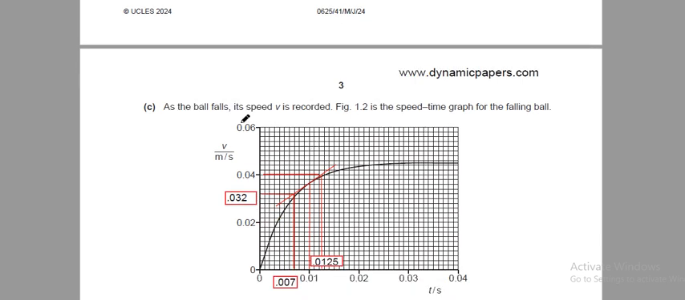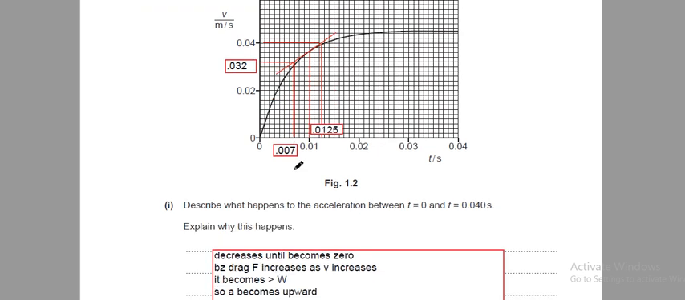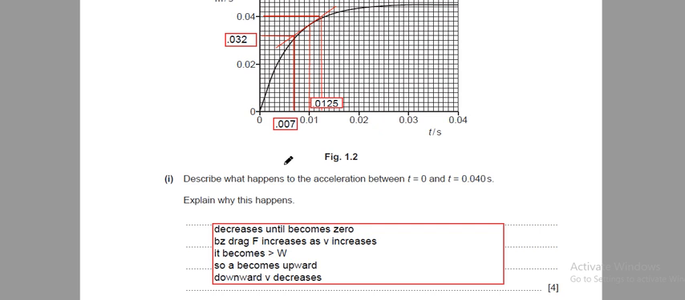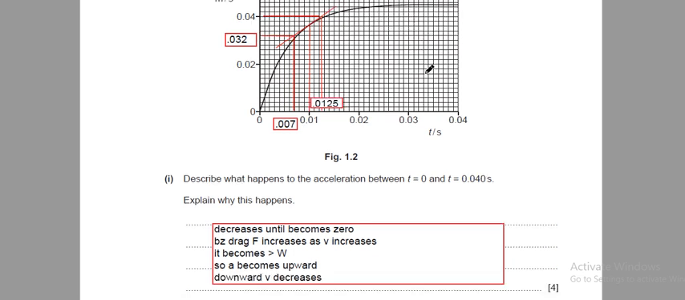As the ball falls, v is recorded, and a v-t graph is shown. Describe what happens to acceleration between t0 and t.04. So at first, as we see here, the graph has a decreasing gradient until it becomes almost steady or horizontal. So the gradient is decreasing until it becomes zero.